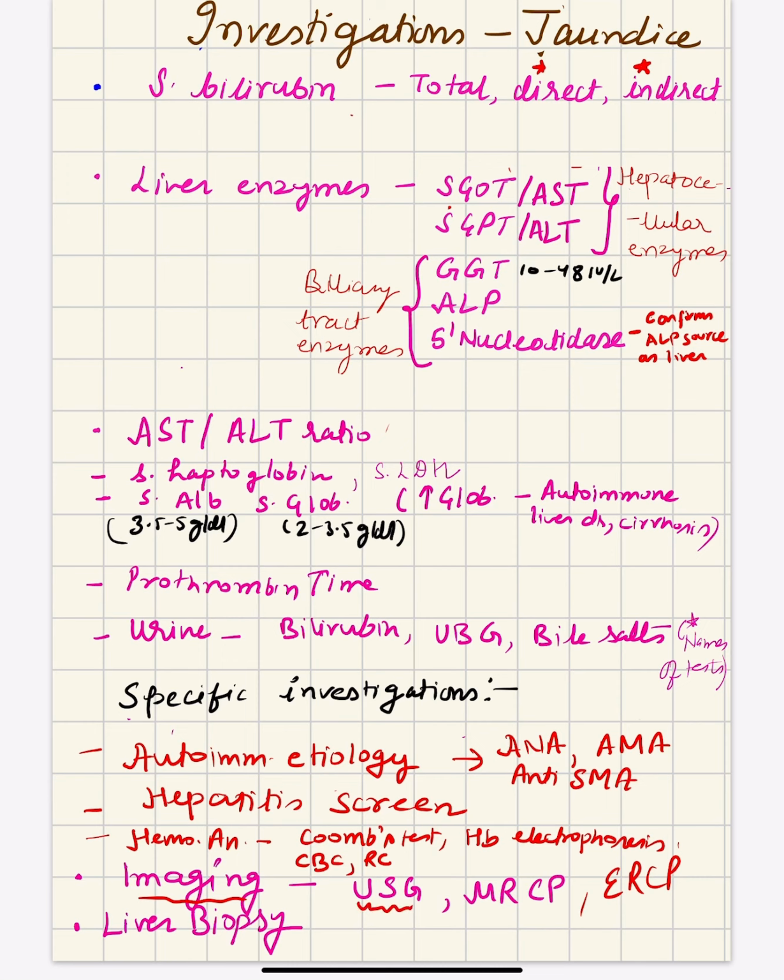Then for the obstructive causes, we can do magnetic resonance cholangiopancreatography and endoscopic retrograde cholangiopancreatography. So these tests can also be done for ruling out the various causes of jaundice. Then lastly, we can do a liver biopsy to find out any pathology that is present in the liver.